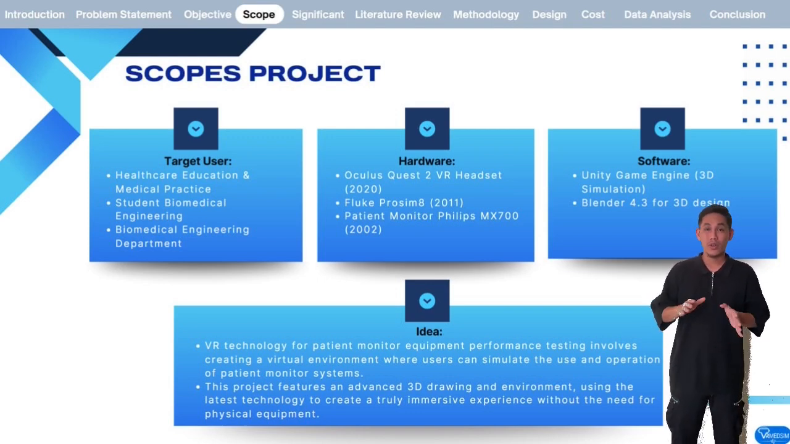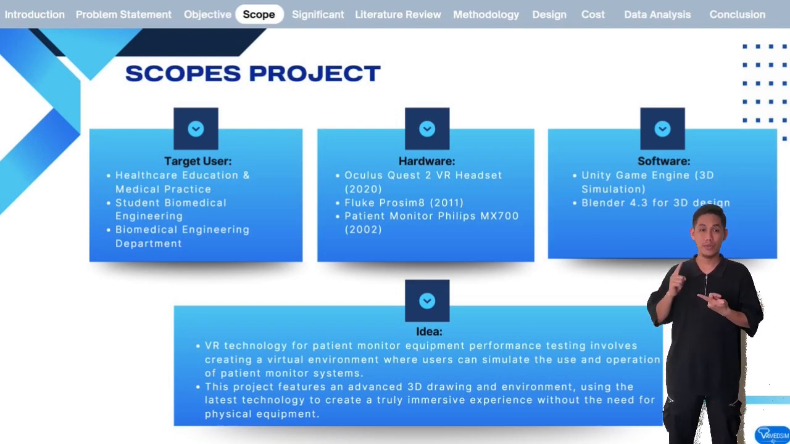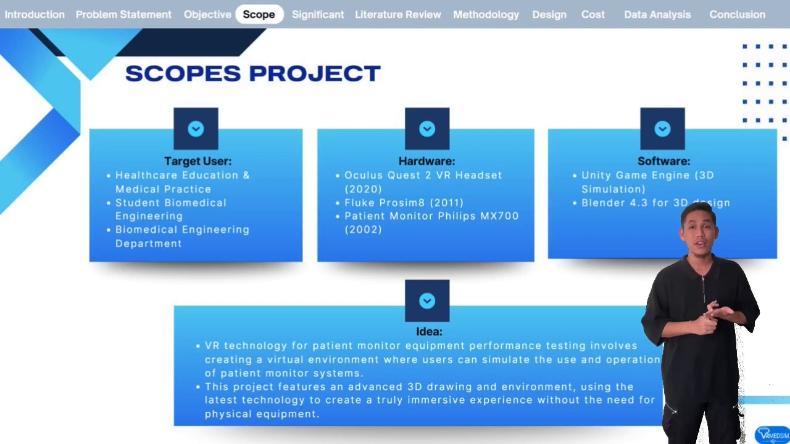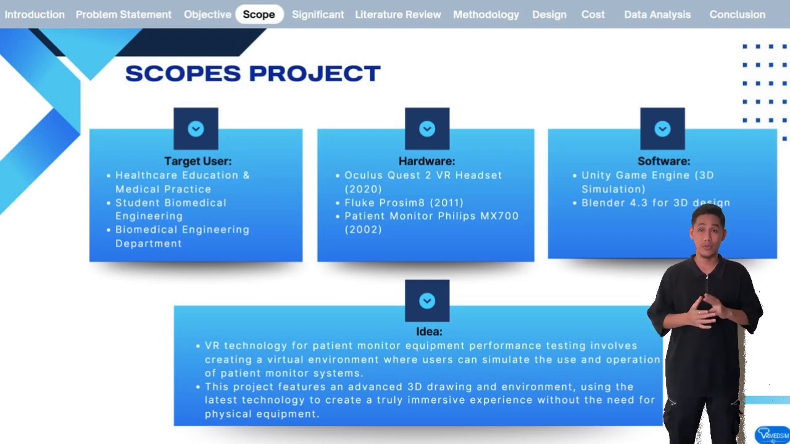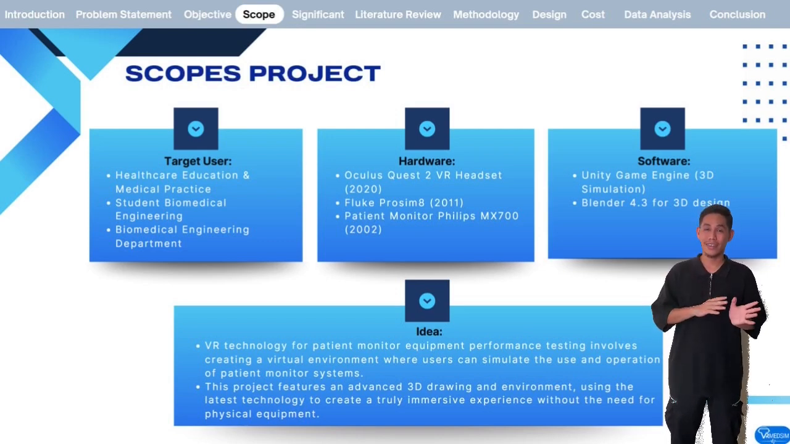Okay, so for the hardware, we're using the Oculus Quest 2. We're also using the patient monitor Philips MX700 and the patient simulator Fluke ProSim 8. For the software, I'm using Unity to develop the simulation, and I'm using Blender for the 3D design. For the output, like I said, it's based on five parameters: ECG, SpO2, NIBP, temperature, and also heart rate.